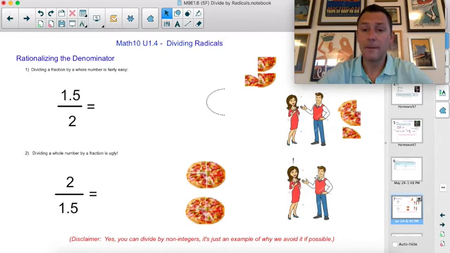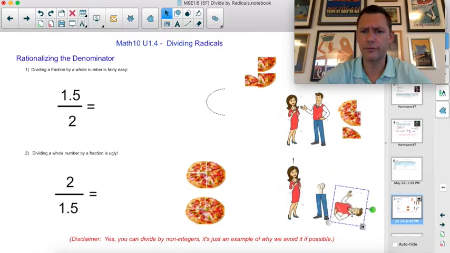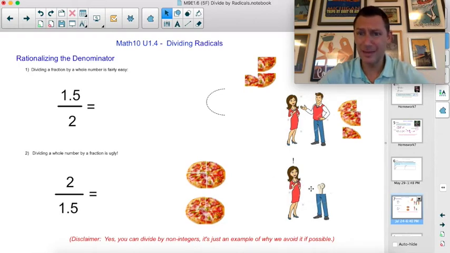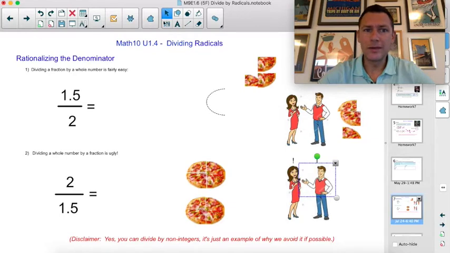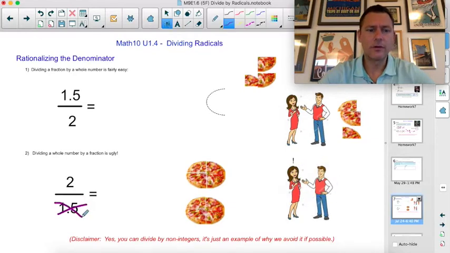That makes sense. But 2 pizzas, those are 2 whole pizzas, divided by 1.5 people. What does this guy, his torso fell off, and now you're dividing the 2 pizzas among 1.5 people. This doesn't make sense, and it's gross. So we don't like having this decimal in the denominator. So when you have something like 2 divided by root, out of there.